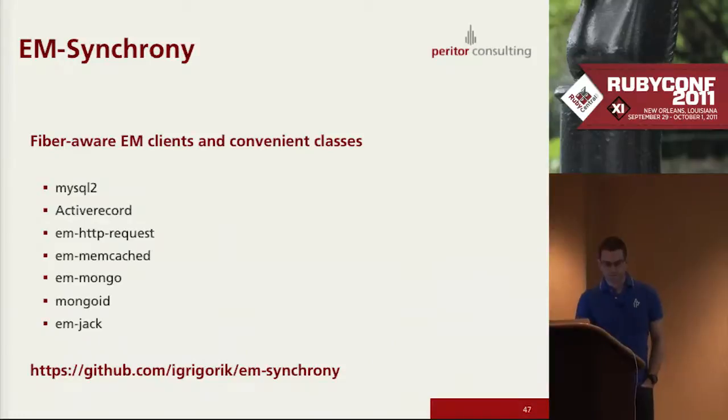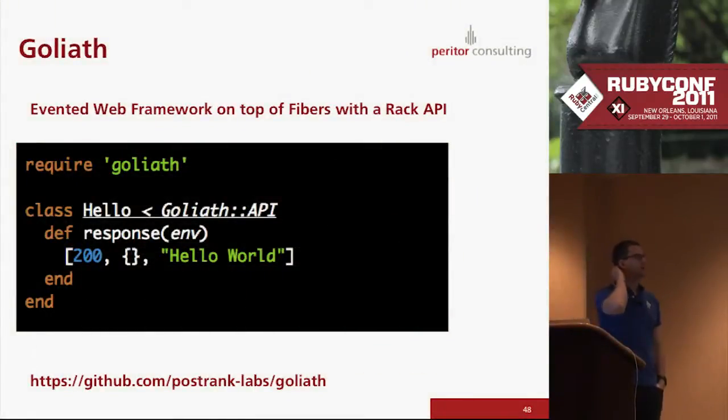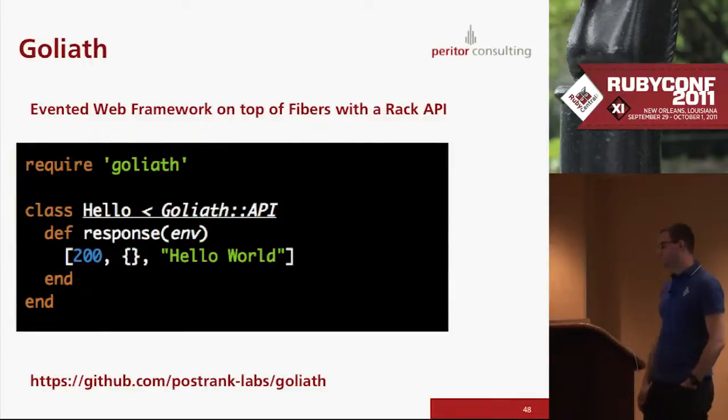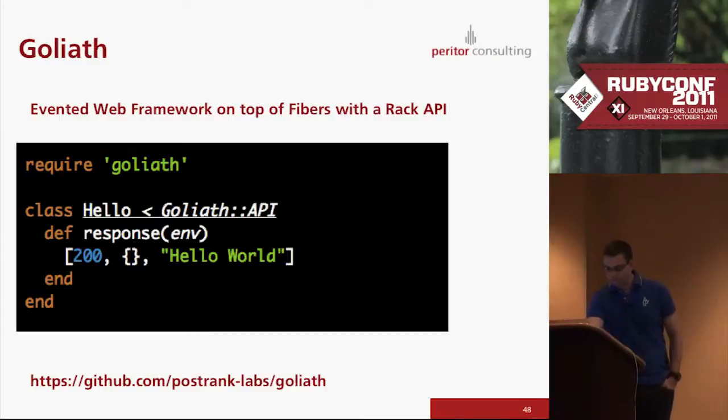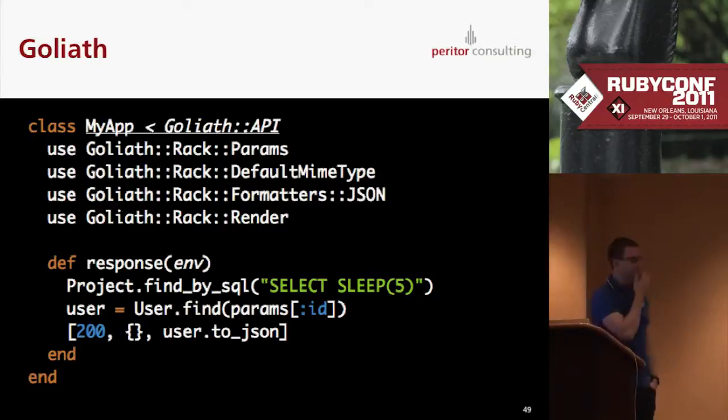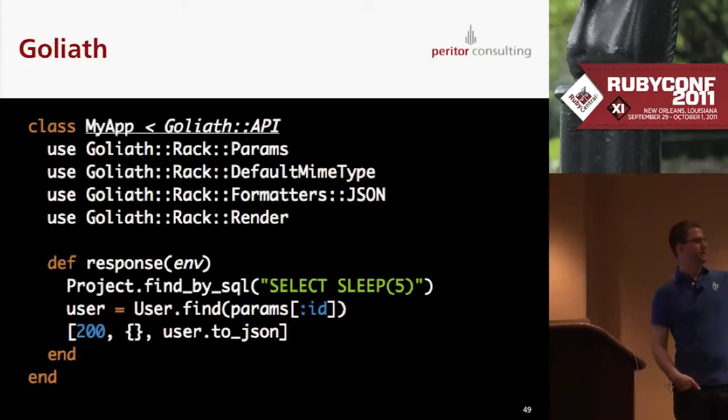What you can do with it is go a step further and use, for example, Goliath, which is an evented web framework by the same guys, by Ilya and PostRank, that leverages fibers and gives you a Rack API on top of it. It allows you to have a web framework that is evented by implementation, but looks like it is synchronous. In this case, we have a very simple application that just responds with hello world. But we can, of course, have one that is a little bit more complex. In our case, we're doing a blocking MySQL query in it.